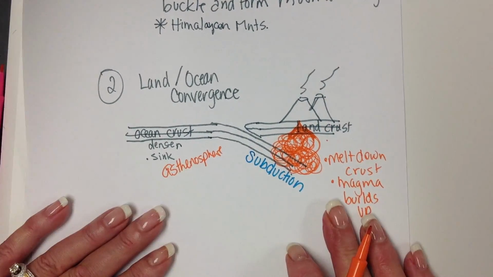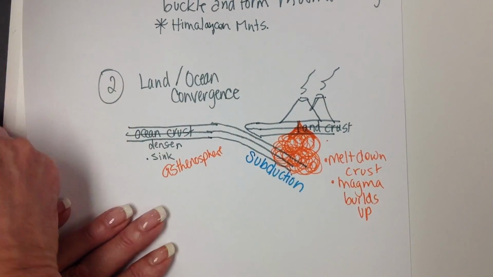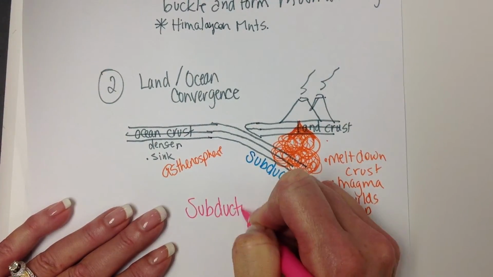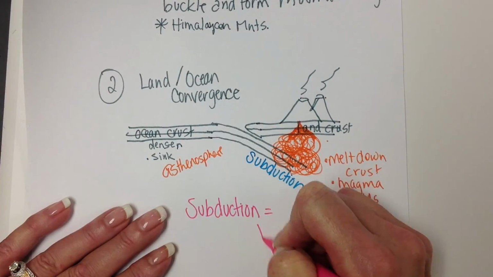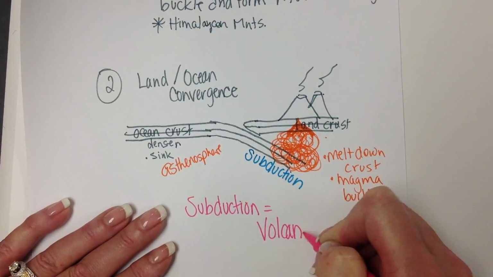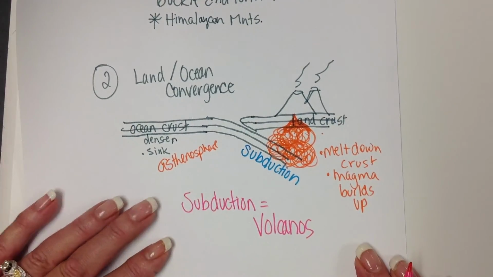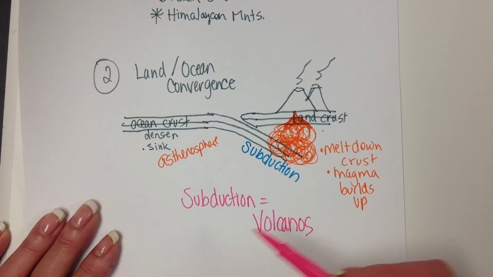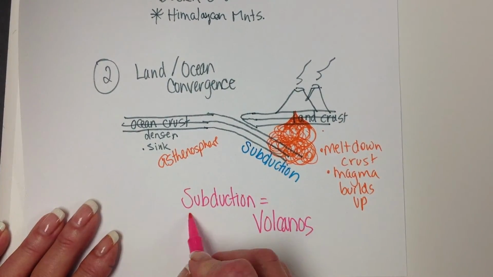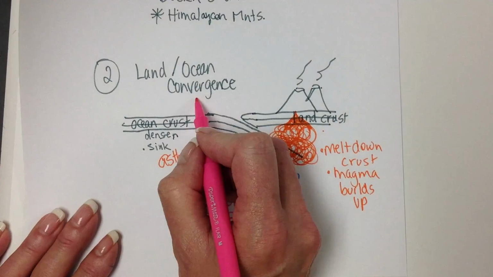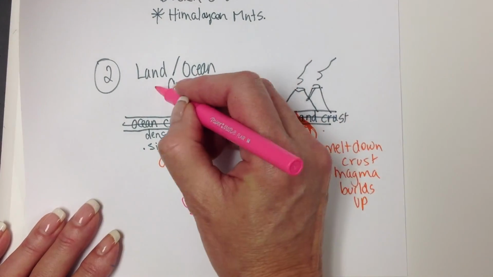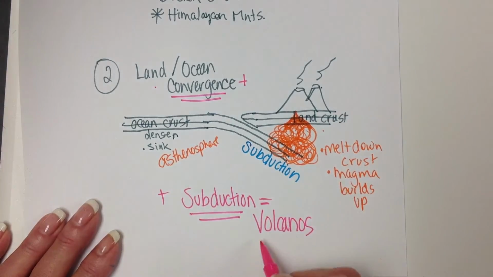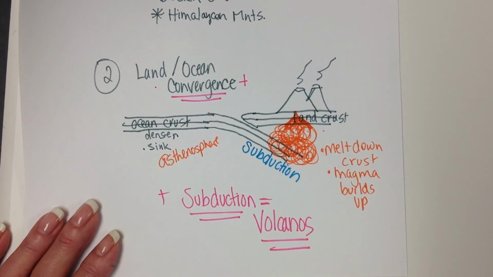Okay, so when you see subduction of a plate, so one going under the other, subduction equals volcanoes. Like on the test, we saw the little island arc, they had some volcanoes. If you see volcanoes, we're talking subduction, we're talking convergence. Convergence and subduction equal volcanoes. There's the key.